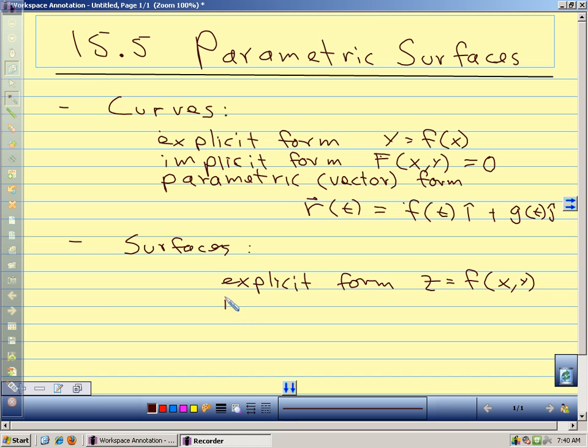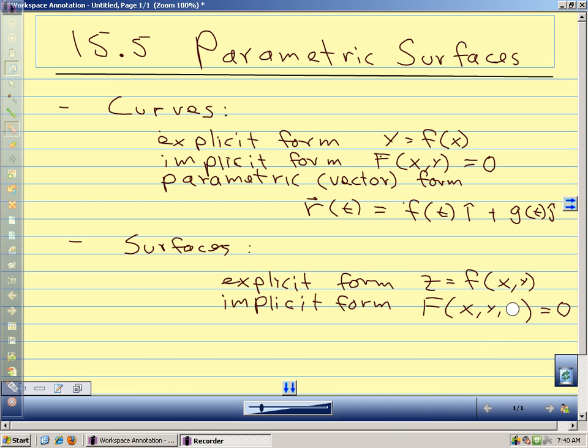Our implicit form for a surface is some function of x, y, and z equals 0. And we worked with this implicit form when we have a surface represented implicitly like this. If we take the gradient of our function, we get a normal vector to the surface. So that's one example of when we use this implicit form.